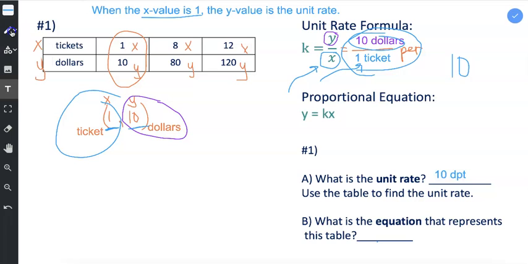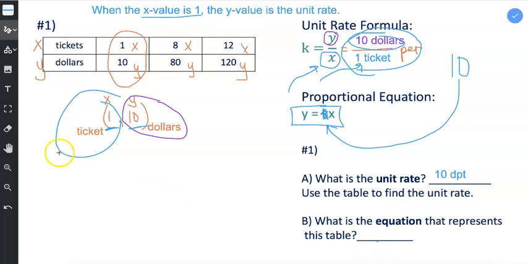And then we're going to write the equation. So a proportional equation looks like this. y equals kx. And we found the unit rate to be 10. k represents the unit rate, so I can actually take out the k and fill in the 10. And down here, I'll type it. y equals, instead of k, we write 10, and then there's an x on the end. So the equation is y equals 10x. That equation represents this table.